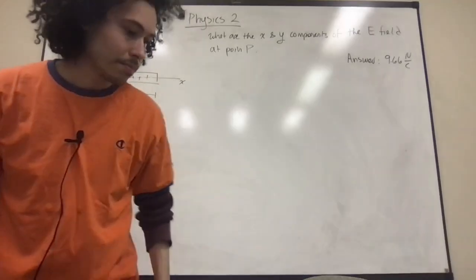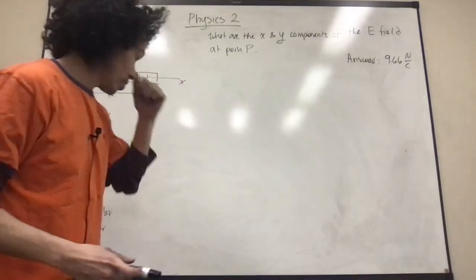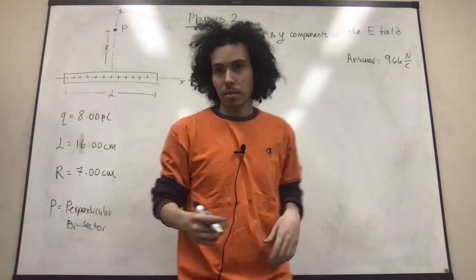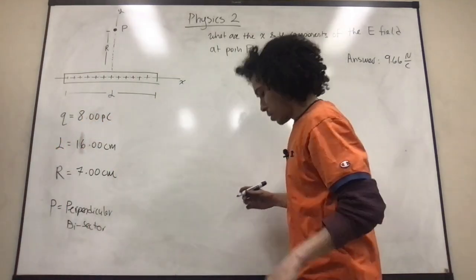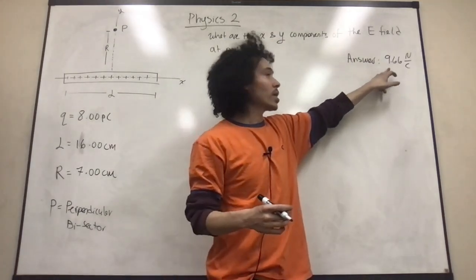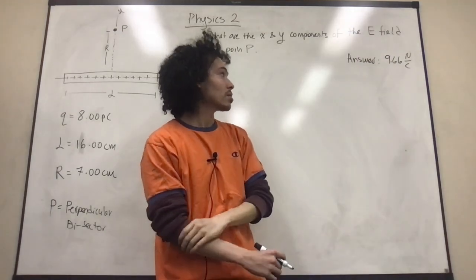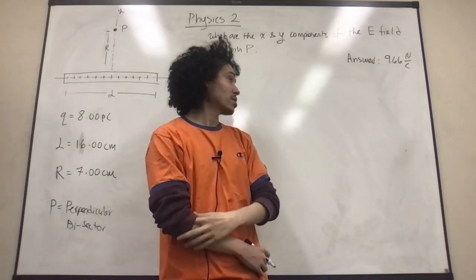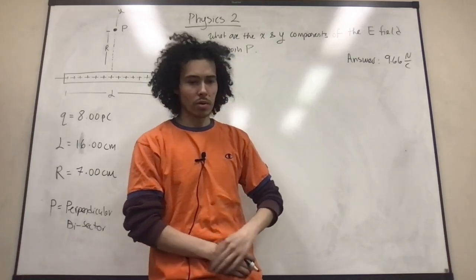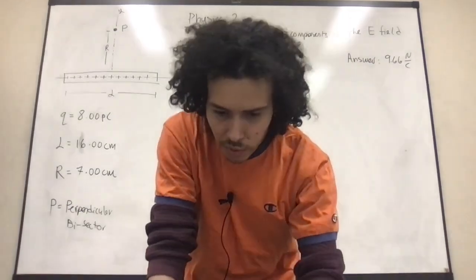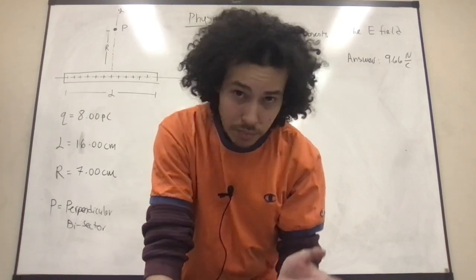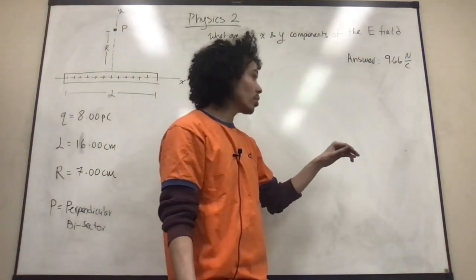All right, let's get with this problem. We're going to use this formula here. Also, because it's a textbook problem, here's the answer. It can be approximated to 9.66 newtons over coulomb, also referred to as volts per meter. Newtons over coulomb or volts over meter.